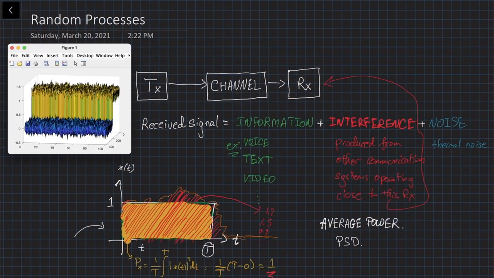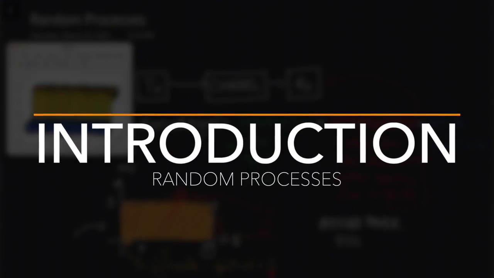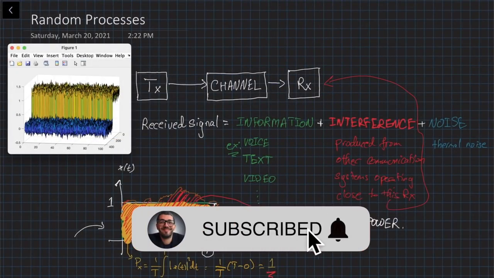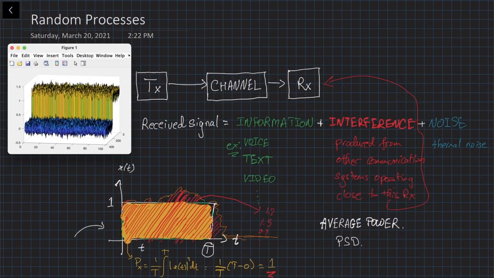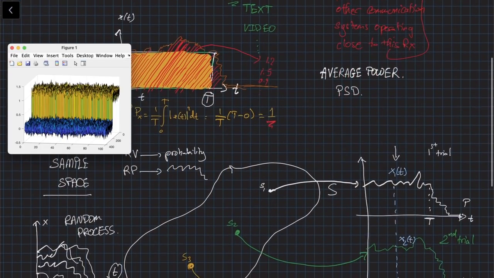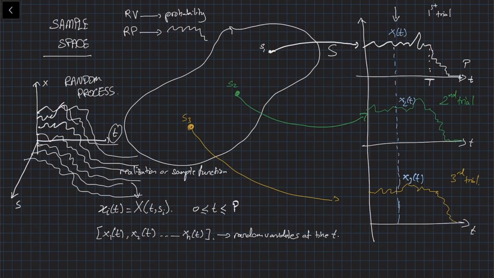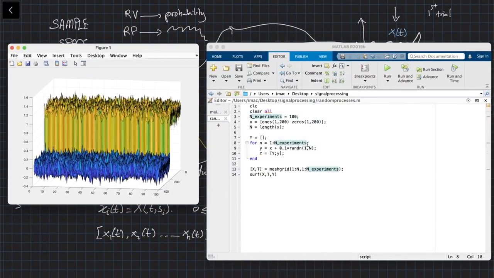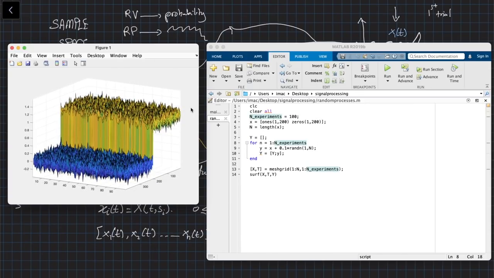Hey guys, welcome to lecture 12 of this course entitled Signal Processing, where in this one, we'll be talking about random processes and why we need random processes in signal processing. We're going to start by defining a basic communication system, and from there, decompose the received signal into its counterparts that are the information, interference, and noise. Define the sample space that generates the different signals that define the so-called random process. And last but not least, on MATLAB, I'm going to show you how to perform different experiments or trials to generate your random process. So without further ado, let's get started.